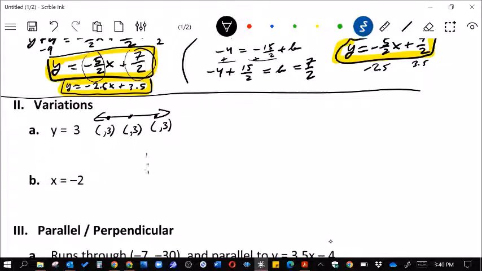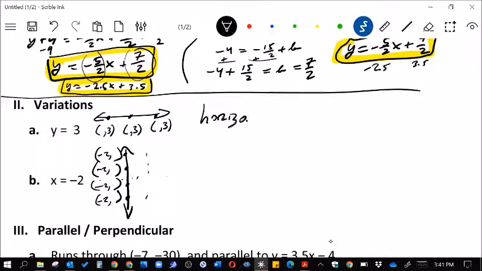Whereas x equals -2 is a line going up and down. That's because at every point on here, we have -2 for the x, and the y can be whatever that is. Here it's -2 and the y. Here it's -2 and the y. Up here it's -2 and whatever the y is. The y changes, but the x is -2 everywhere on that vertical line.